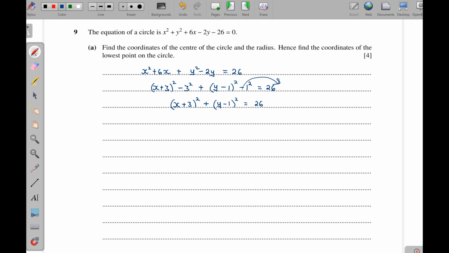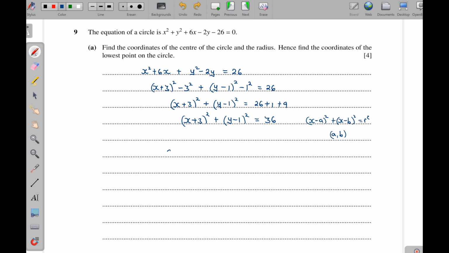When this one crosses, it adds to this. And also this one crosses and it adds to this. So we shall have x plus 3 squared, then plus y minus 1 squared. This one is going to be equal to 36. So by comparing with x minus a squared, then plus y minus b squared, which is equal to r squared, this is the general equation of a circle with center (a, b) and radius r.